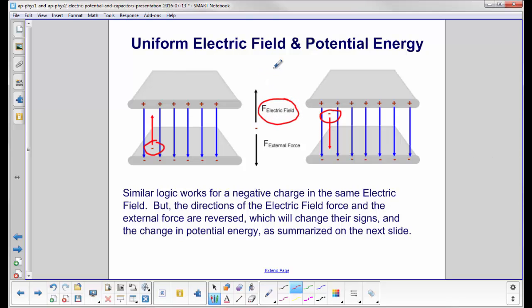And again, since we want the total acceleration of this charge to be 0, the external force will be equal in magnitude to the field, but in the opposite direction. We're not going to go through the same level of detail we did with the positive charge, but we will summarize this on the next slide.